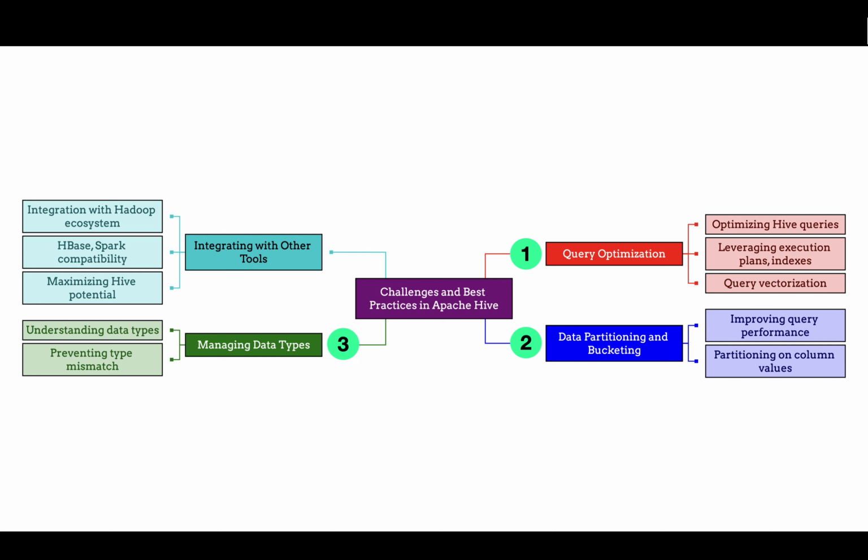3. Managing data types. Proper understanding and usage of data types in Hive can prevent data type mismatch and conversion issues, which can impact query performance. 4. Integrating with other tools. Hive integrates with other Hadoop ecosystem components, such as HBase and Spark. Understanding these integrations is key for maximizing Hive's potential in complex data processing scenarios.